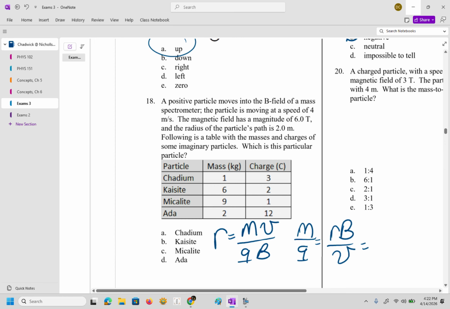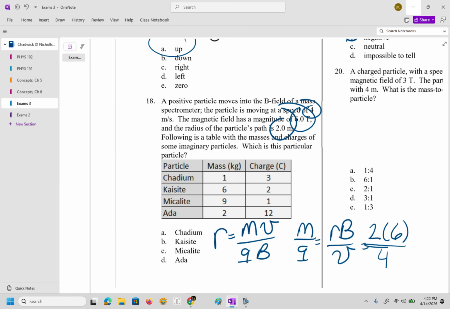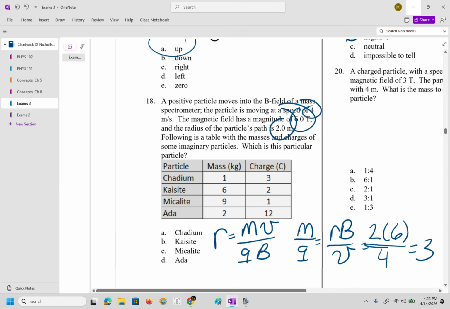R is given, that's 2, B is 6, and V is 4. Those are your R, B, and V. That's 2 times 6 is 12 divided by 4 is a mass to charge ratio of 3. And then you have to go on this table. These aren't obviously real particles. That's me, that's my wife, that's my son, that's my daughter. Don't recognize it yet. Anyway, this has a mass charge ratio of 1 to 3.